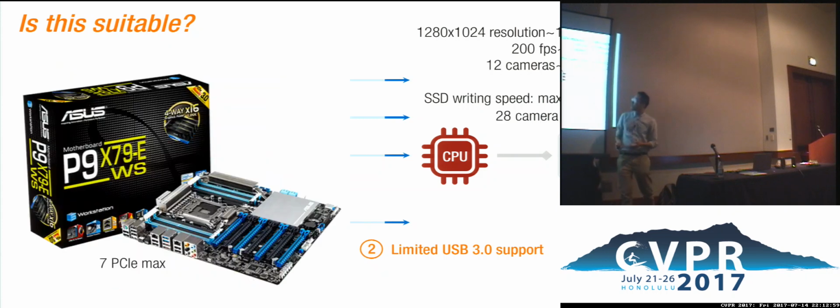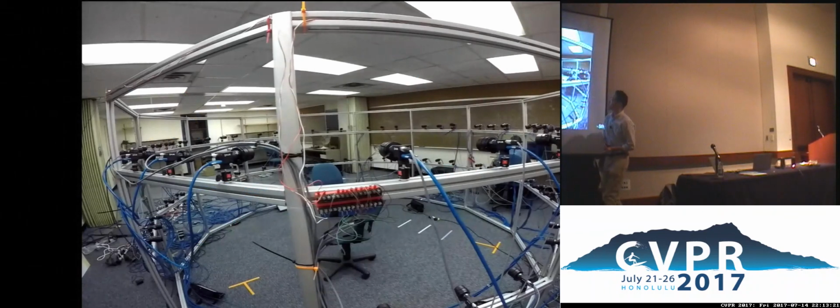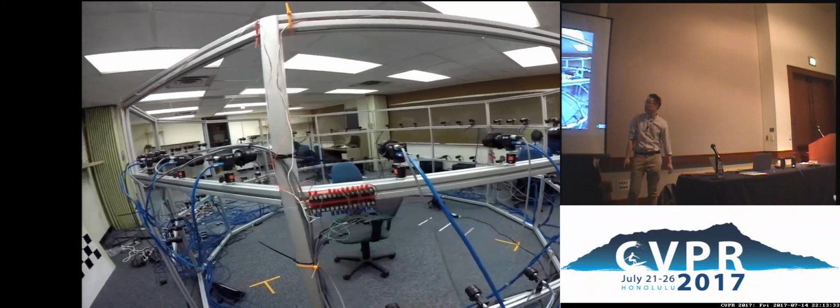And even a high-end motherboard that can host 7 PCIe slots can only go up to 28 cameras without any SSD saving. So we can't write anything onto our disk with this configuration. So we need a better solution for this. So here's our system, where we have 70 cameras surrounding this space, where each camera is connected with a USB connection and a GPIO connection for the synchronization. Okay.